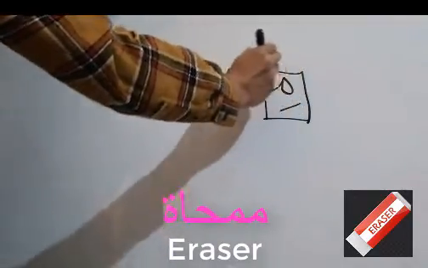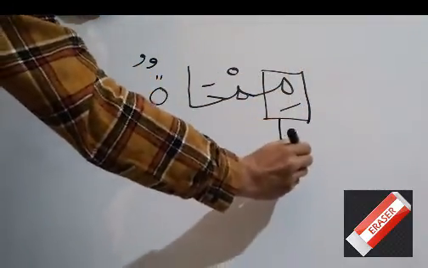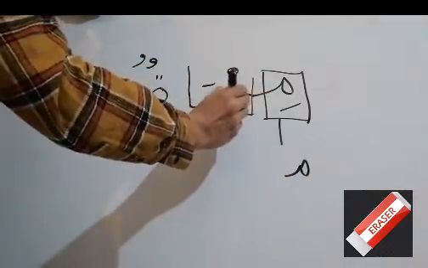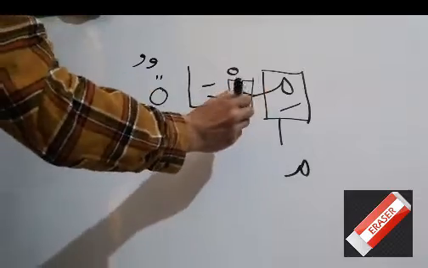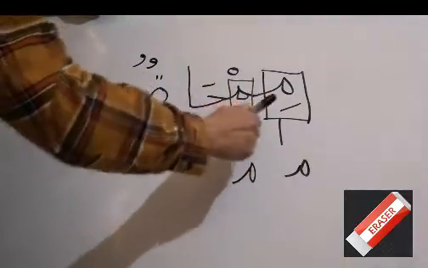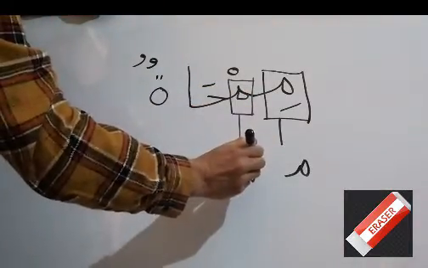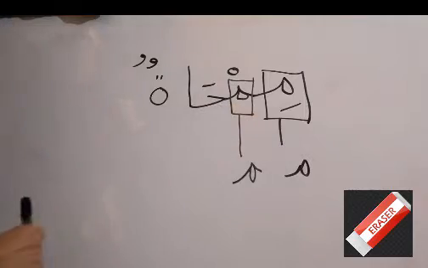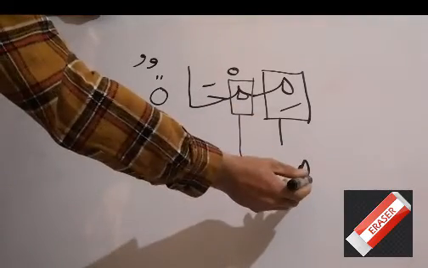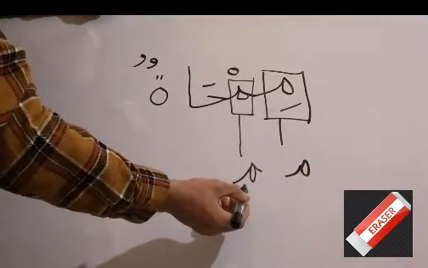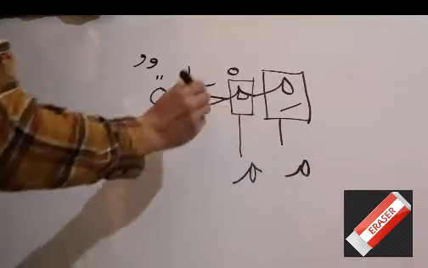This is ميم. This is in the middle. Is also ميم. Just it has this, like this. Sorry. ميم at the start of the word. ميم in the middle of the word.